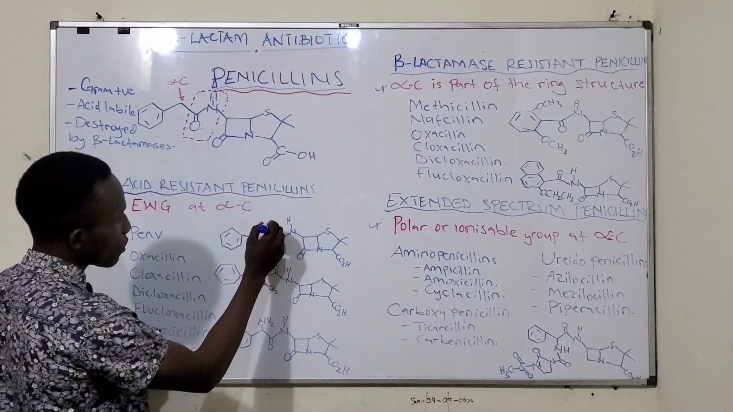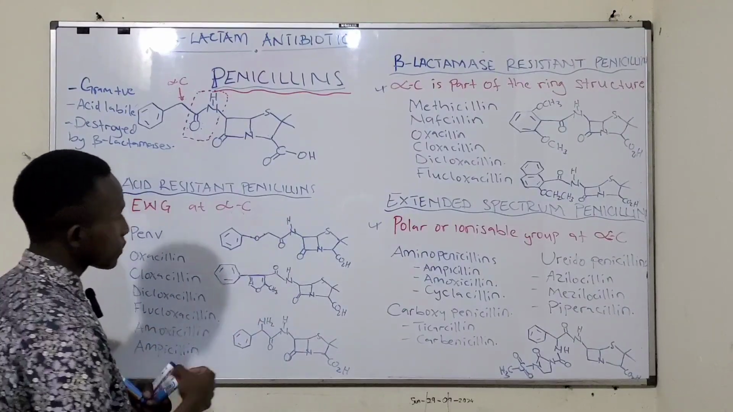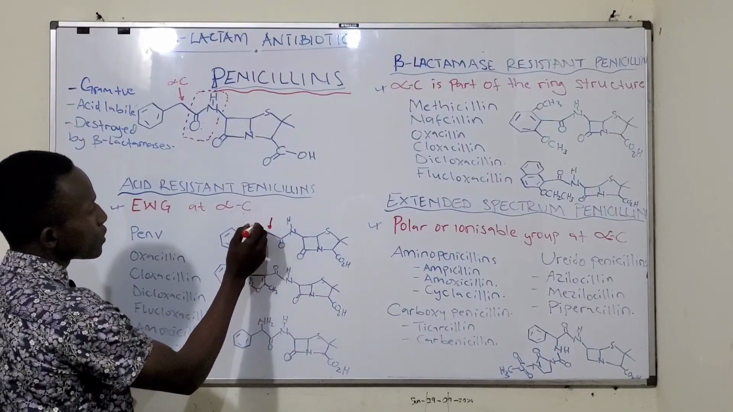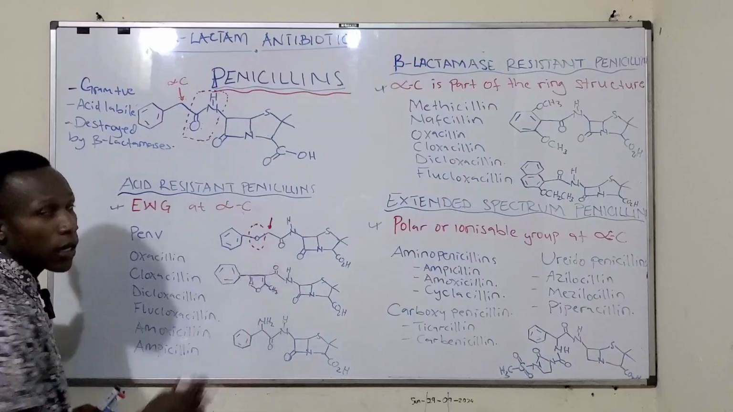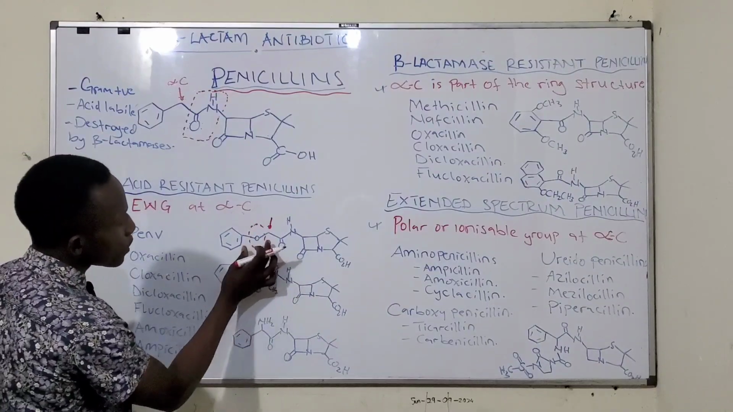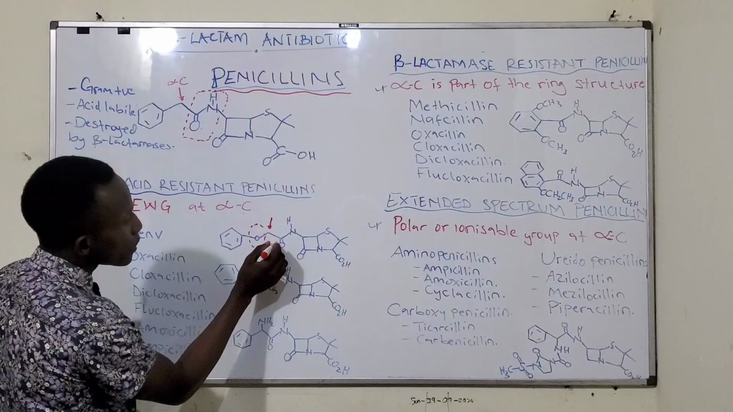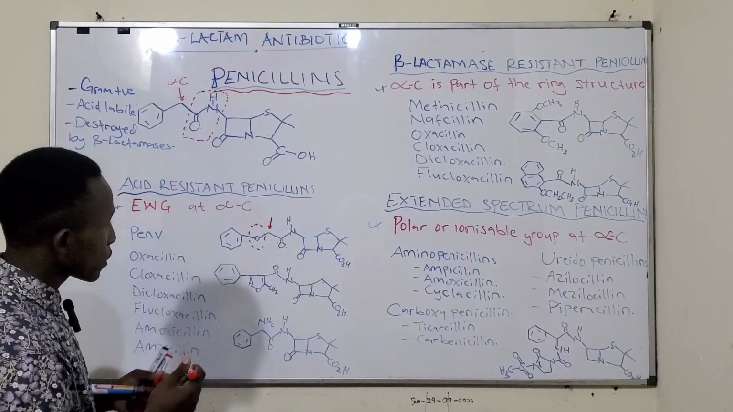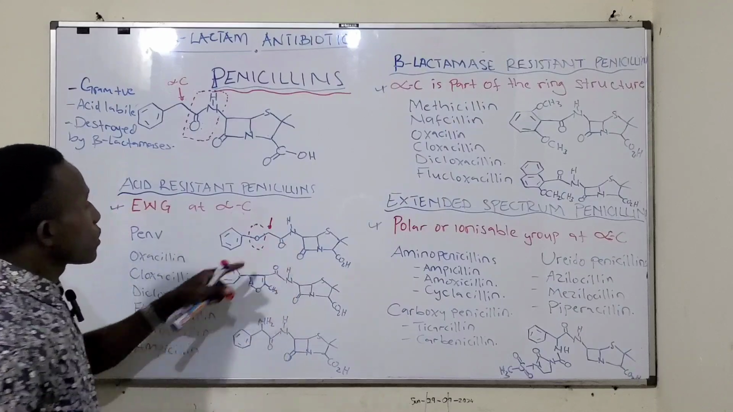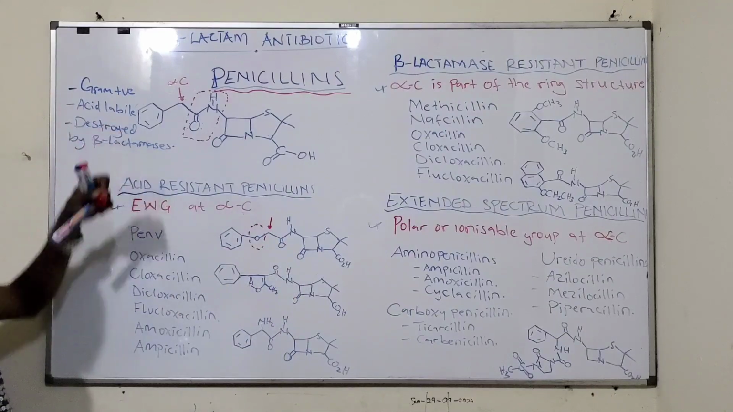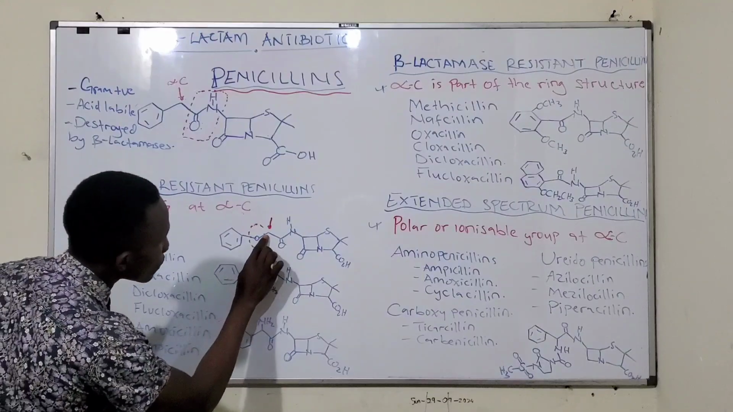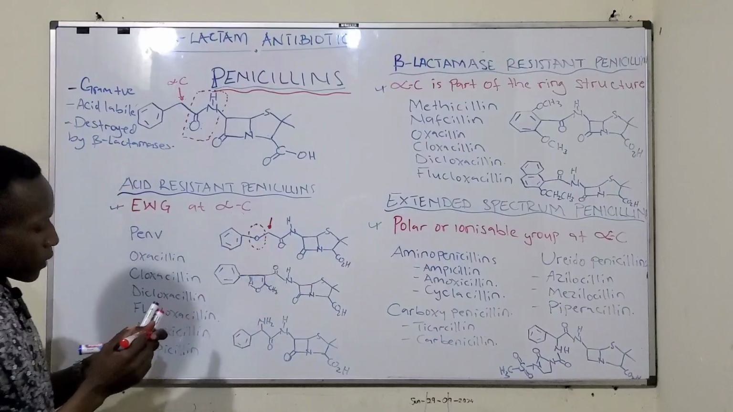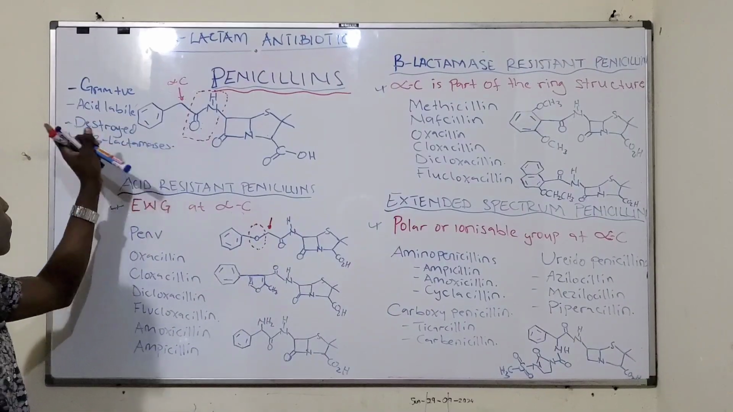So this is the alpha carbon. Let me use red. This is the alpha carbon. So this is the electron withdrawing group attached to the alpha carbon. Why? Because this electron withdrawing group makes these electrons unavailable for formation of this thiazolidine ring. So the problem of being acid labile was removed.